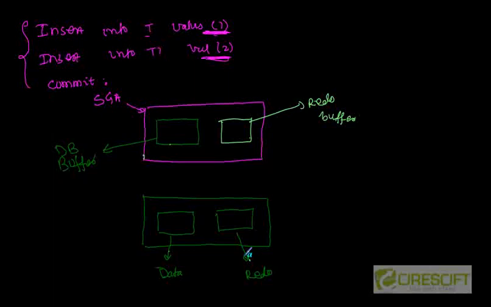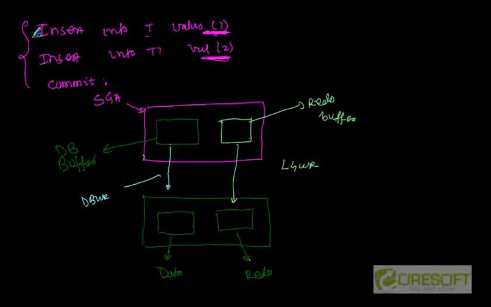Then I have two background processes. One is LGWR, the log writer, which writes from the redo buffer to the redo log file, and another process is called DB writer, which writes from the database buffer to the database.